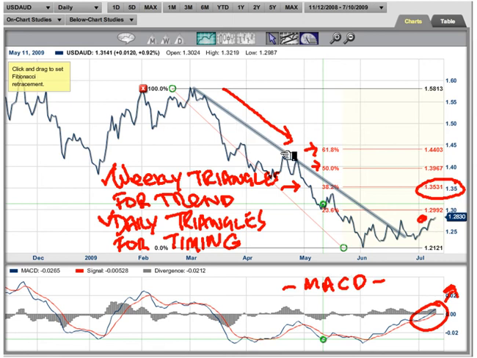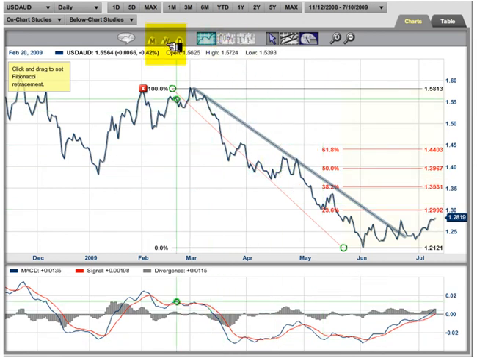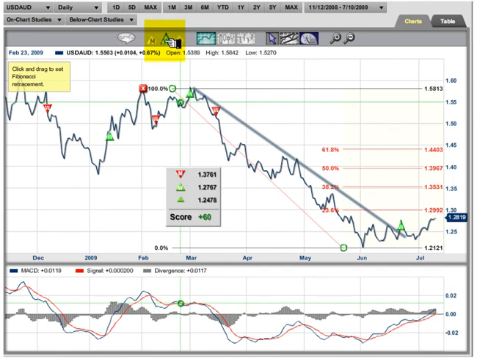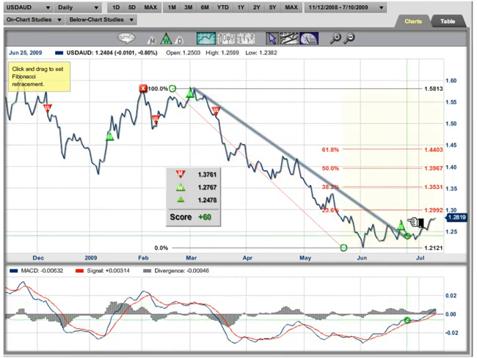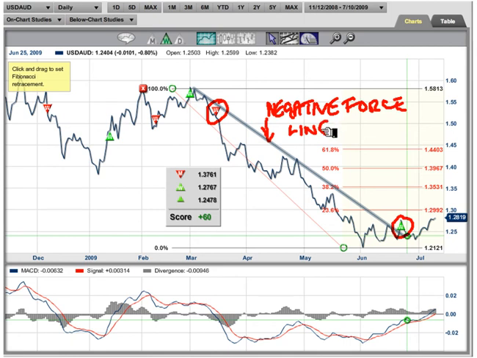So I'm going to take this off the screen. I'm going to put our trade triangles on here. There's the weekly. This is the weekly right here. The last signal we had in the weekly was back here, so you can see it's a very good indicator. It just happens it occurred over this negative force line. This trend line right here, I'm calling that a negative force line. Other people call them trend lines. I call them negative force lines and positive force lines. If this was going up, this would be a positive force line.